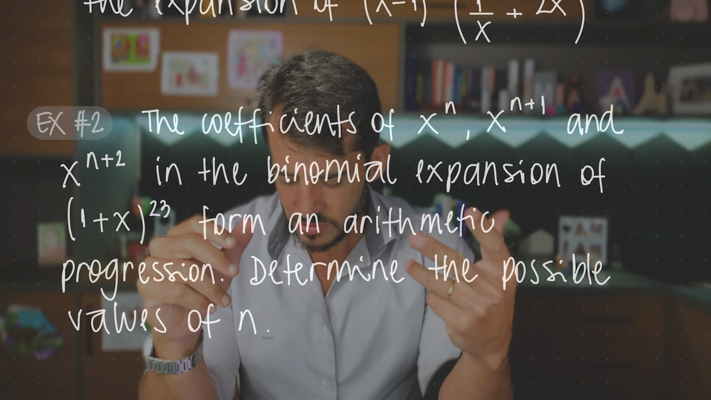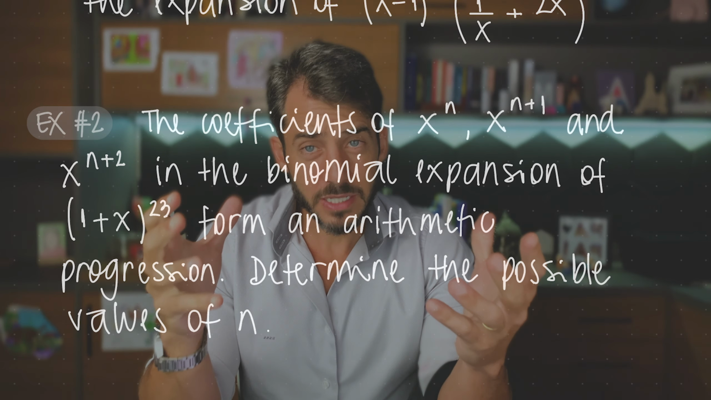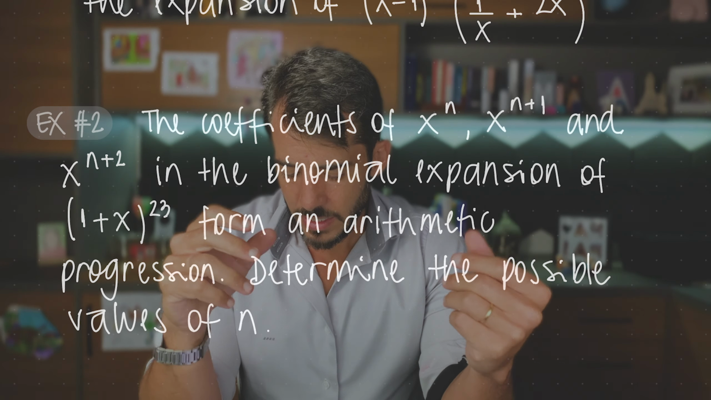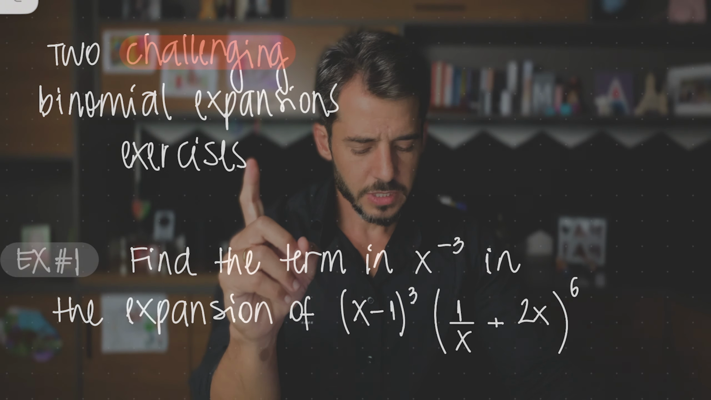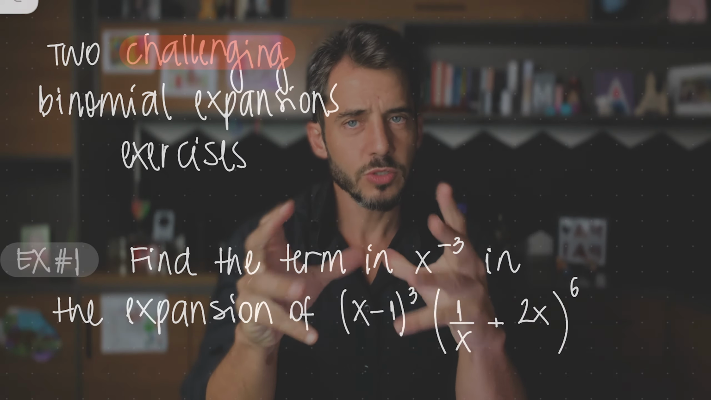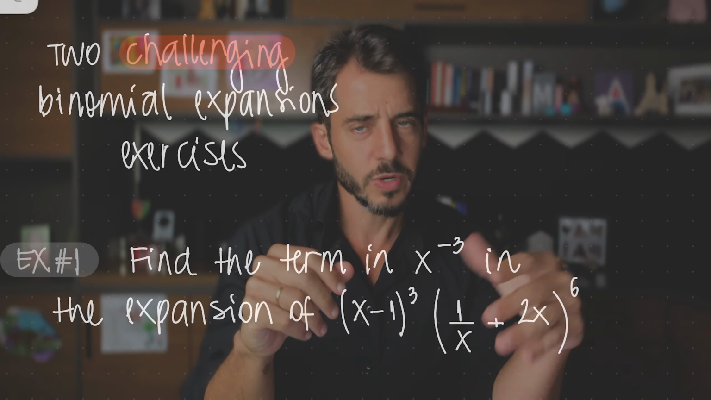Now, the second exercise is one that involves more complexity, mixing binomial coefficients, expansions, and also arithmetic series. So that's what makes this second exercise a bit more complex, mixing these two topics. Now, let's tackle these two exercises. Find the term in x to the negative 3 in the expansion of the product of two binomials, x minus 1 cubed times 1 over x plus 2x to the 6th power.